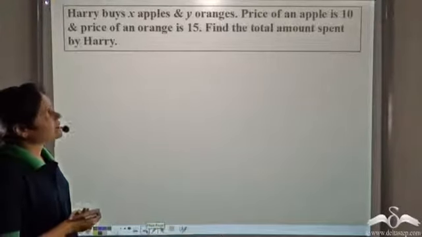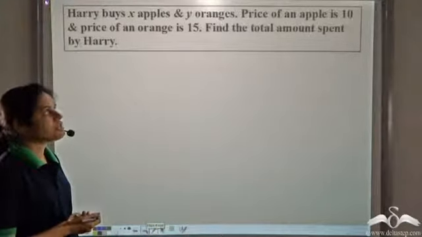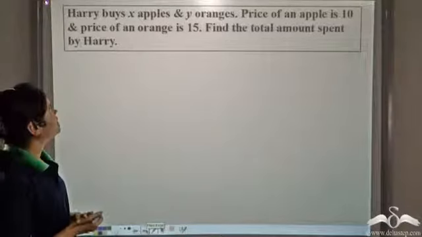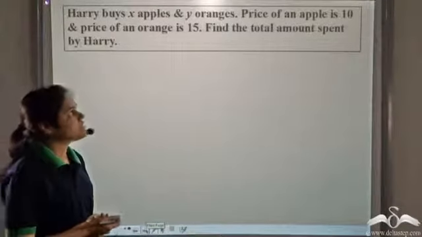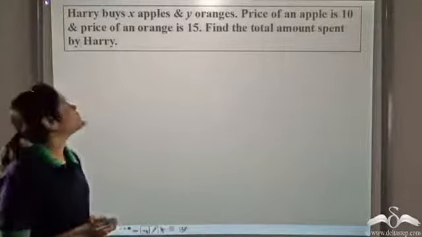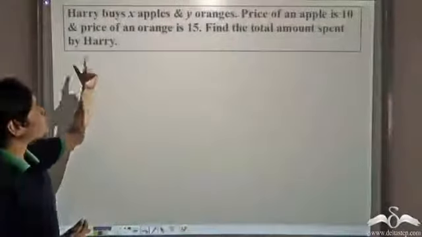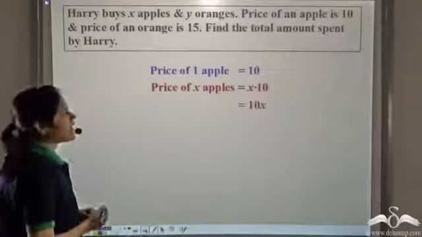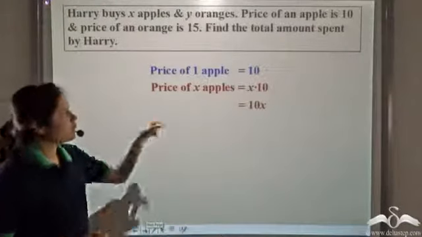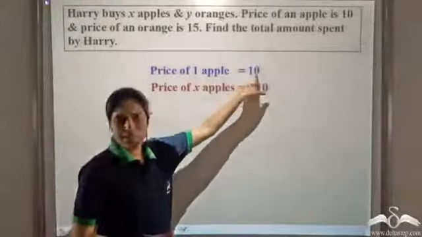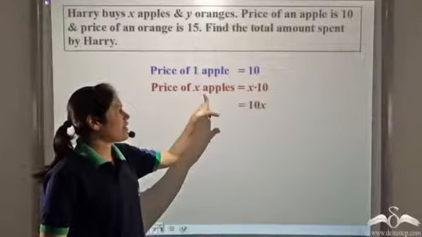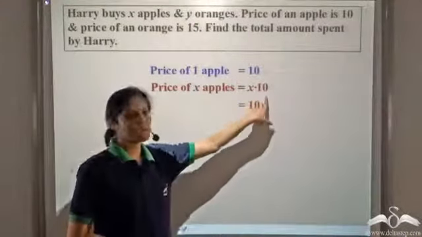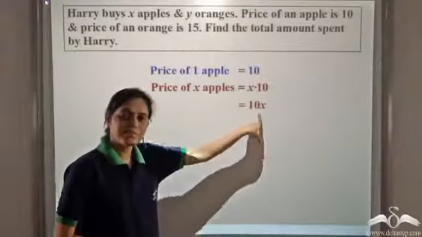Harry buys X apples and Y oranges. Price of an apple is 10 and price of an orange is 15. Find the total amount spent by Harry. So first let us consider apples. Harry buys X apples. Price of one apple is 10. So price of X apples will be X into 10, which is 10x.